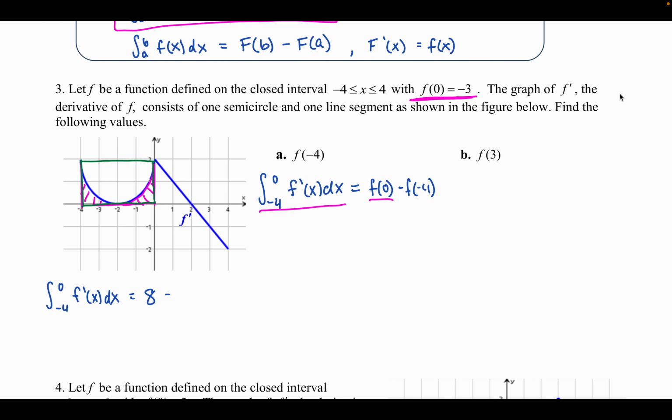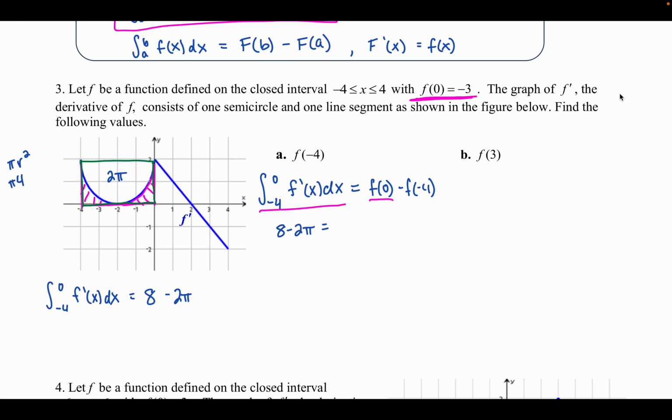that semicircle. So for that semicircle, the whole circle would be pi r squared, and the radius is 2, so it would be pi times 4, but it's just half of a circle. So it's just half of that, divided by 2, so it would be 2 pi. So it's 8 minus 2 pi. So that's what this whole left-hand side equals.